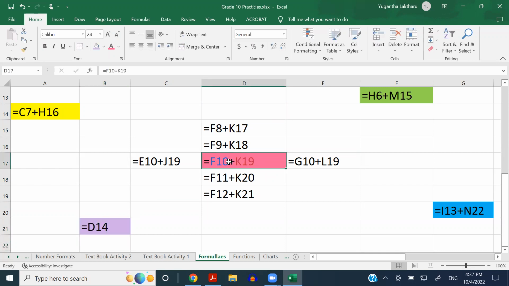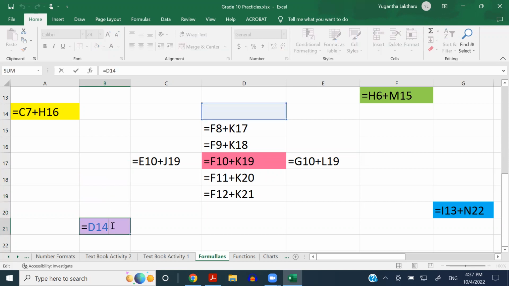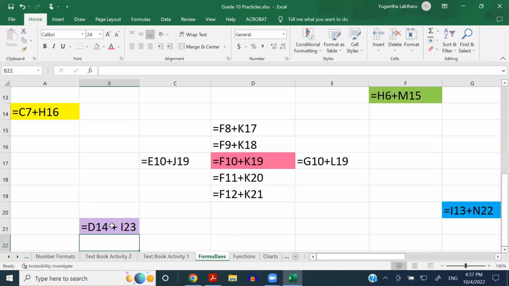For the K19, J19, I19, right? So I19 will increase by 4. So I19, I20, I21, I22, and I23. So it becomes plus I23. Right? It's not 1, 2, 3 people. It's I23, right?